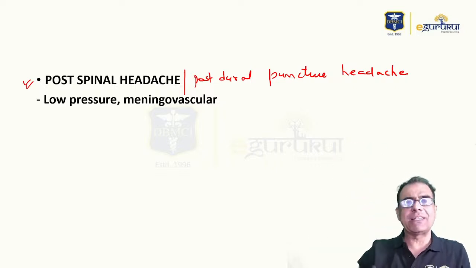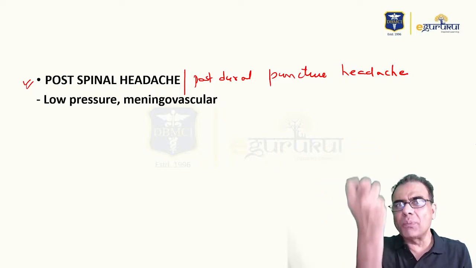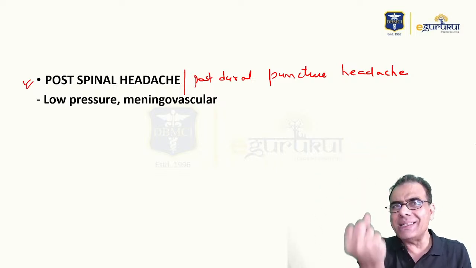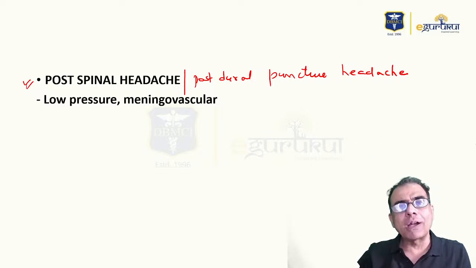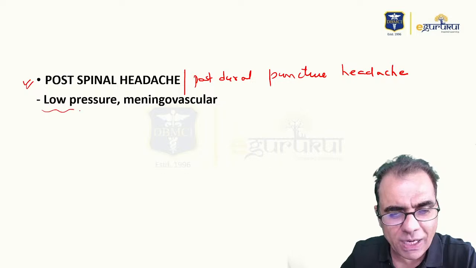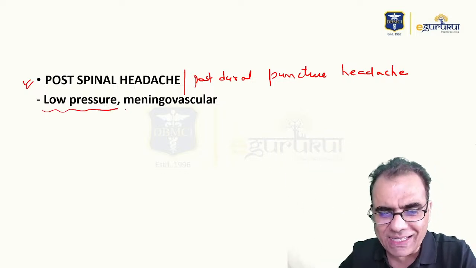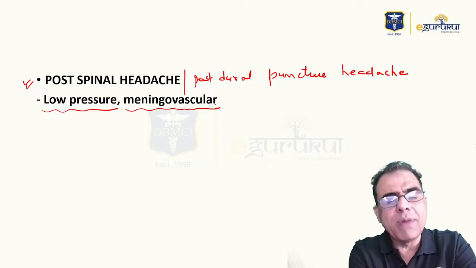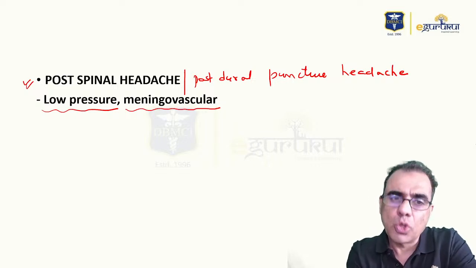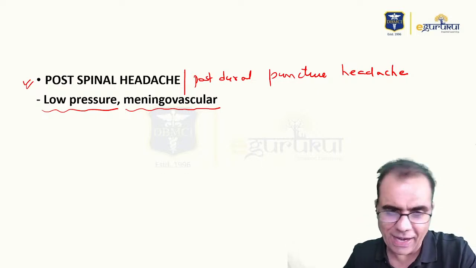Continuous seepage of CSF will decrease ICT, and decrease in ICT will lead to shrinkage of brain and meninges. And when brain and meninges shrink, vessels also get stretched. So basically you can define this headache as a low pressure headache, leading to stretching of meninges and vessels. So it is meningovascular. So post-spinal headache is a low pressure meningovascular headache.